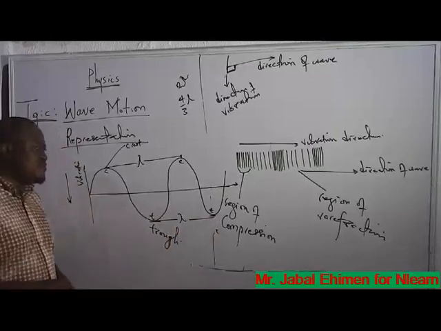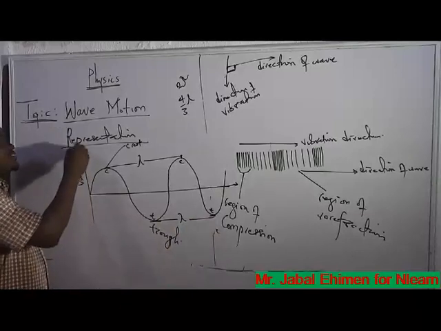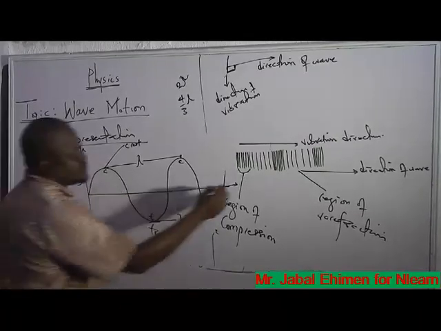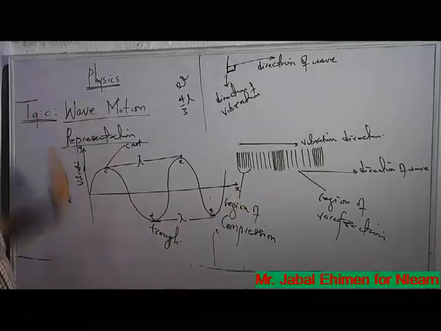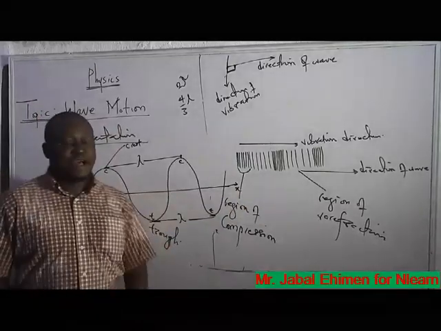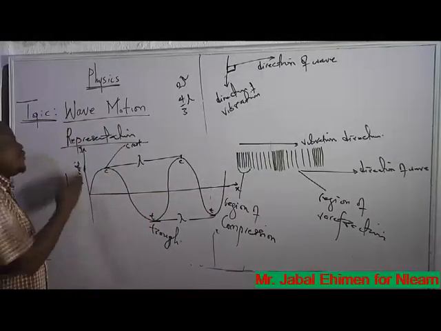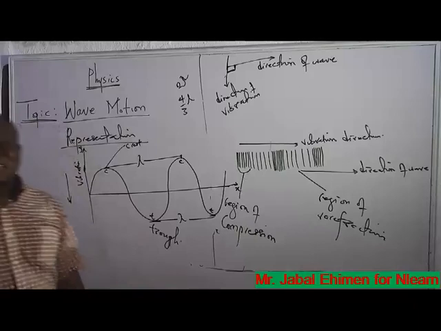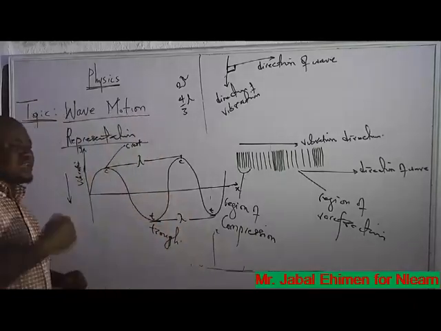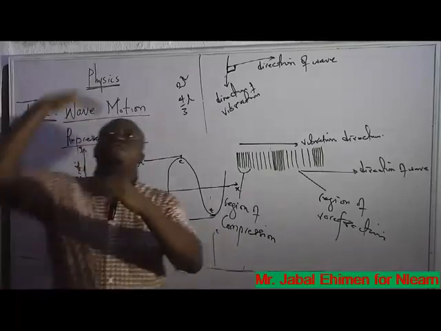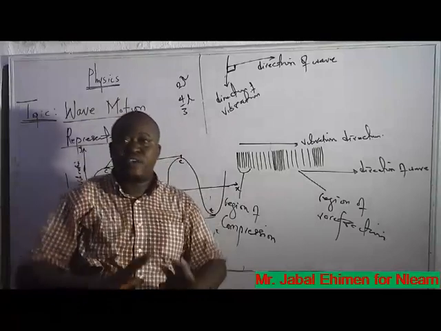So always remember the graph for representing: this is the displacement y, and this is x, depending on your notation, the x axis and the y axis. But always remember, this level of y is what we call the amplitude of the wave, because the amplitude is the highest level of displacement a wave can reach.